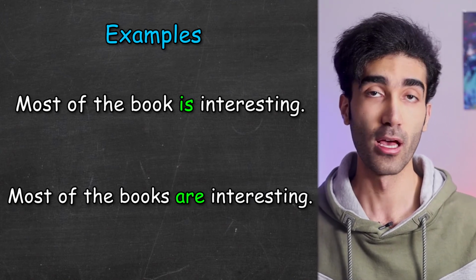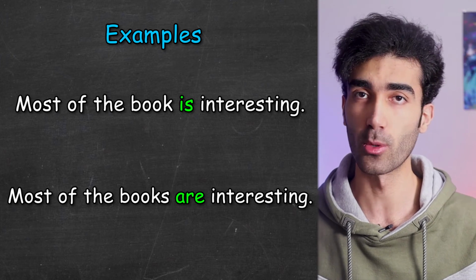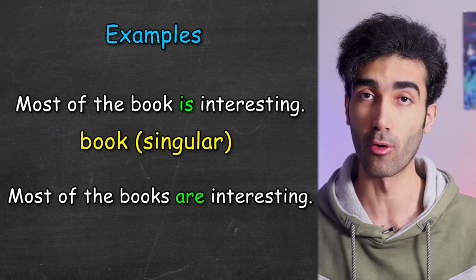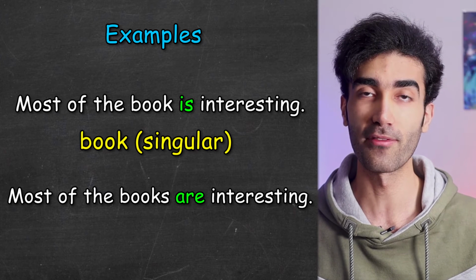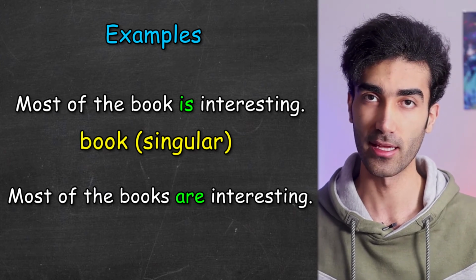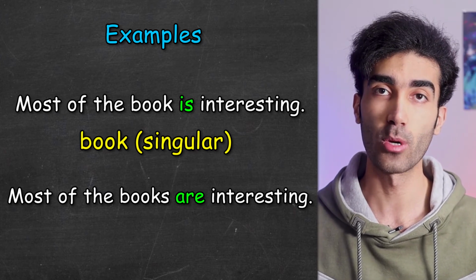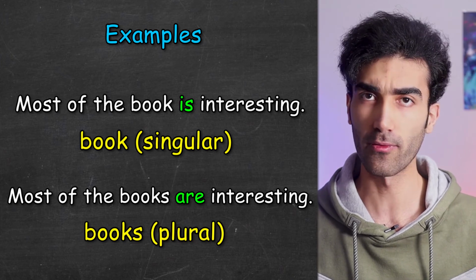In the first sentence, what follows the word most is the word book, and it's in a singular form. So we have to use the singular verb is after it. And in the second sentence, we have the word books, and it's in a plural form, so we have to use the verb are.